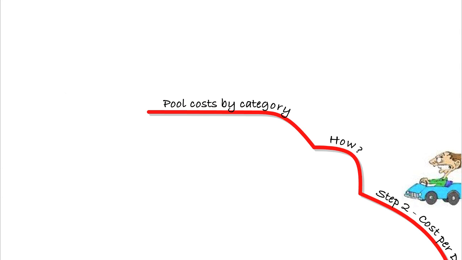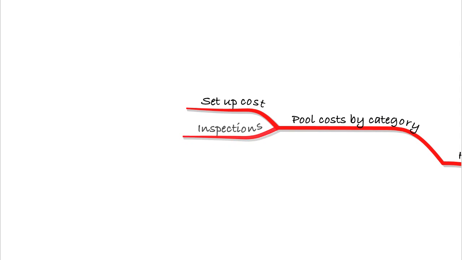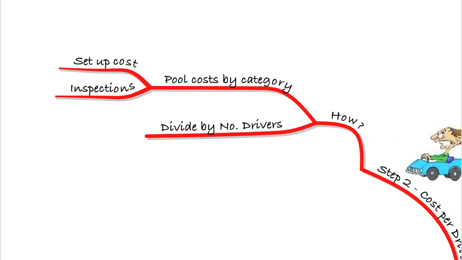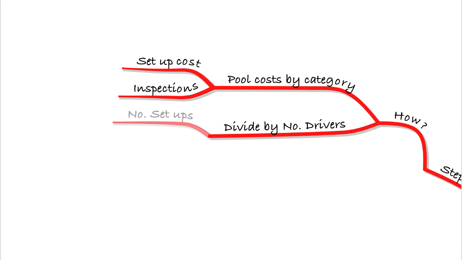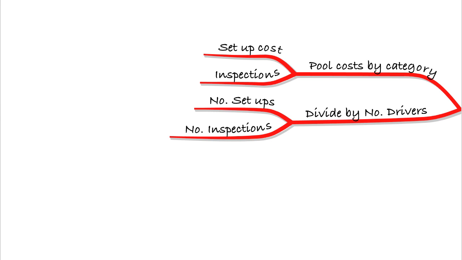For example, we pool our setup costs and get the total setup costs. We pool the inspection costs and get the total inspection costs. We add up those costs just to make sure that it adds up to our total overheads. And then we divide by the number of drivers. When we divide by the number of drivers, that will get us our cost per driver. So the number of drivers will be the number of setups, the number of inspections.